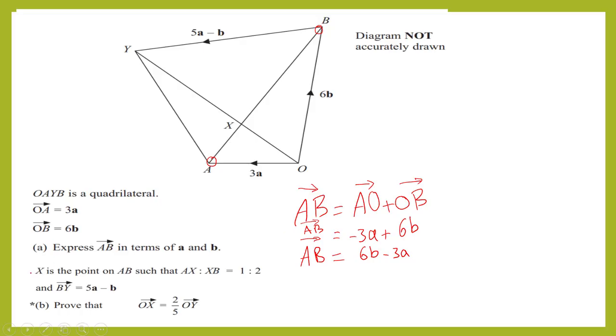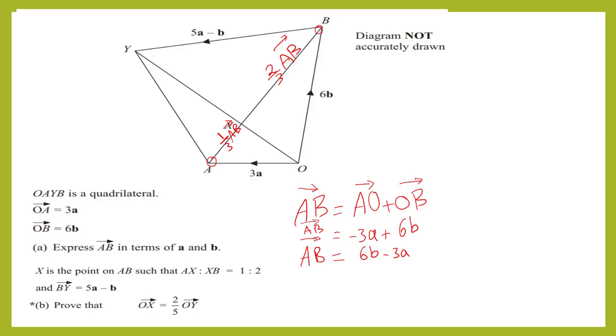It says X is the point on AB such that the ratio of AX to XB is 1 to 2. So this is one part and this one is 2 parts. The total is 3. So this one is 1/3 and this one is 2/3. AX is 1/3 of AB and XB is 2/3 of AB. Okay, so let's find these two first.